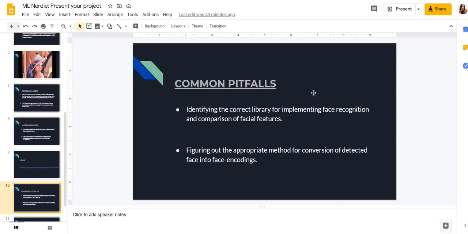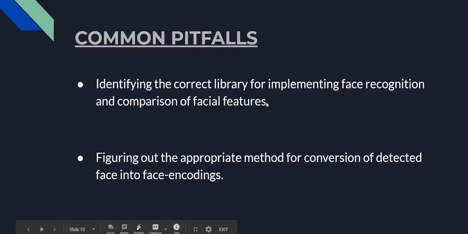Now let's look at some of the common pitfalls that we might face during this project. The first pitfall would be identifying the correct library for implementing face recognition and comparison of facial features. For this, I have used the face recognition library, but you can also feel free to explore any other library that you want. Another pitfall was figuring out the appropriate method for conversion of detected face into face encodings. As you saw, for this, the face recognition library has a face encoding function which can be used to convert the detected face into face encoding.